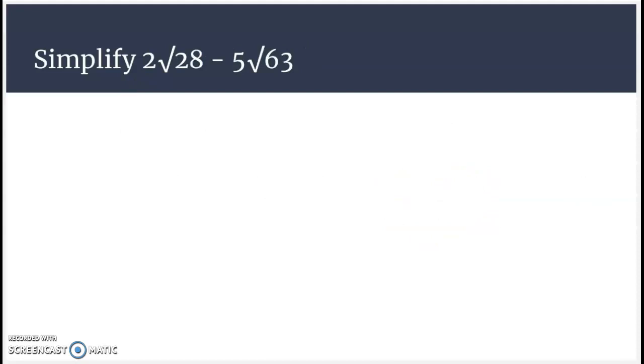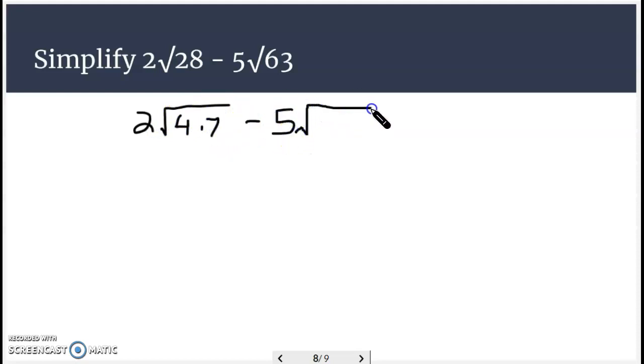Next one, another subtraction problem. Let's simplify the radicals first. We have 2 square root of 28. I'm going to break down 28 to 4 times 7. Minus 5 square root of 63. I'm going to break down 63 to 9 times 7.